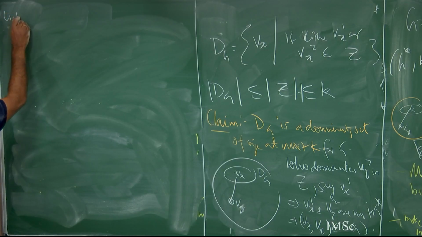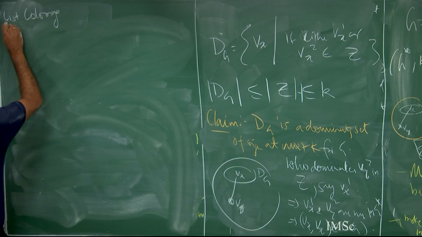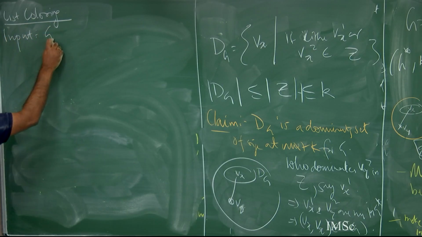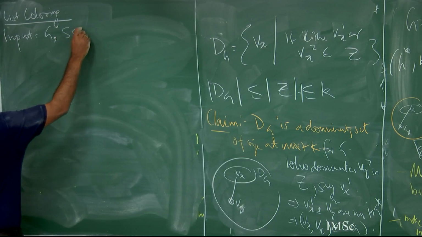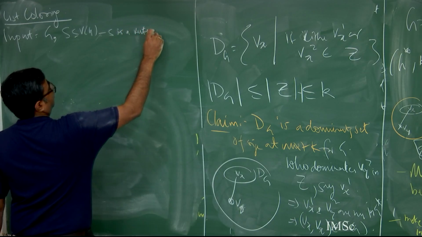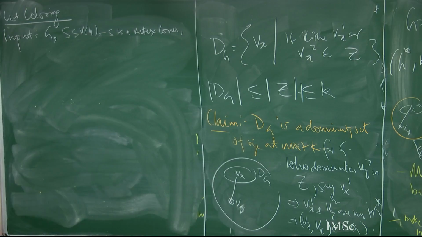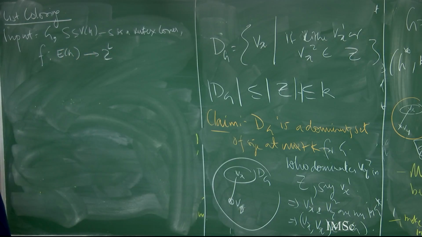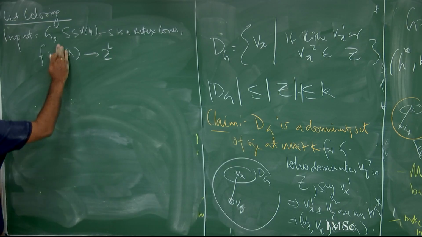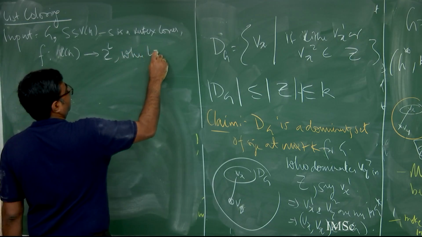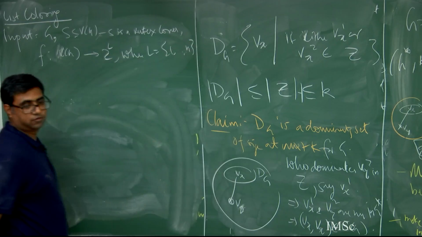It's a problem called list coloring. What is list coloring? Input is G, S a subset of V(G), where S is a vertex cover, and there is a function from V(G) to 2 to the power L, where L is some list of colors 1 to n.